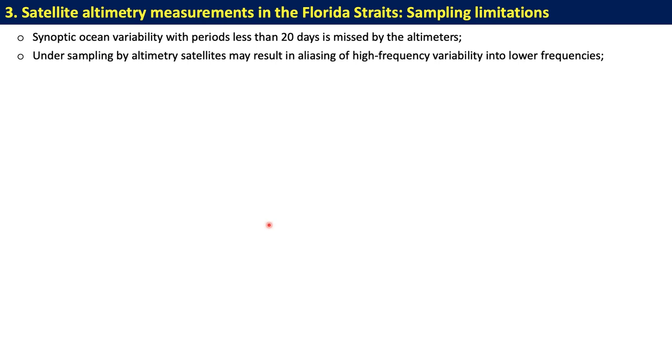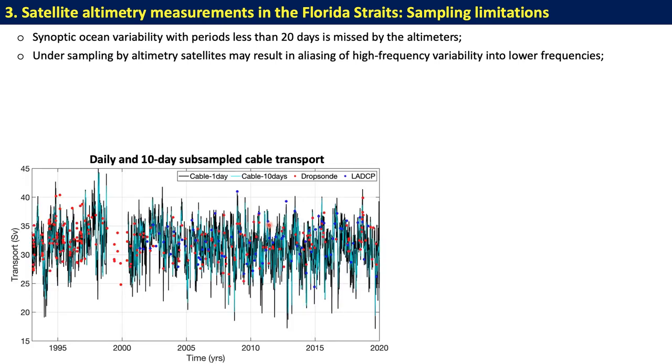Because the repeat period of the altimetry satellites used in this study is 10 days, synoptic ocean variability with periods less than 20 days is inevitably missed by the altimeters. And this undersampling by altimetry satellites may result in aliasing of high frequency variability into low frequencies. So to investigate how serious this issue can be for the existing record, the daily cable record was subsampled at 10-day intervals. In this plot, you see the daily and the 10-day sampled cable records shown by the black and cyan curves respectively.